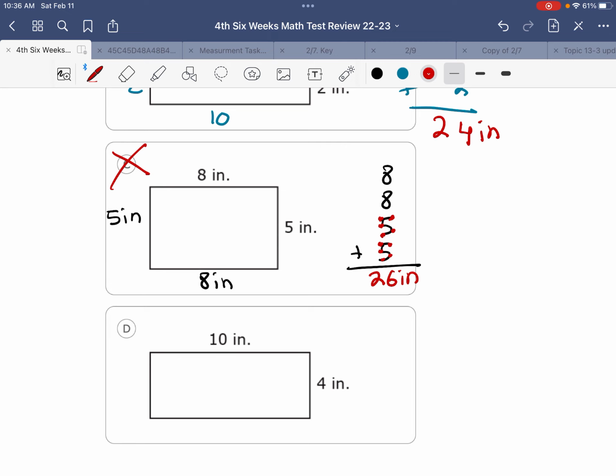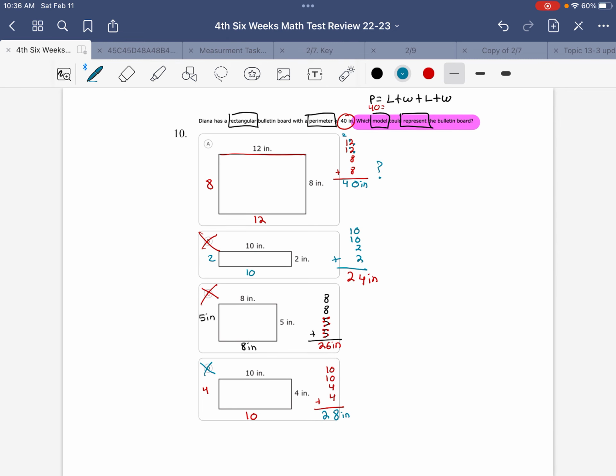So if the top is 10, bottom is 10. If the side is 4, other side is 4. So 10, 10, 4, 4. When I add it, I get 28 inches. I'm not looking for that. I'm looking for 40. The only one that said 40 inches was A. Okay, so remember, perimeter, you add all sides.